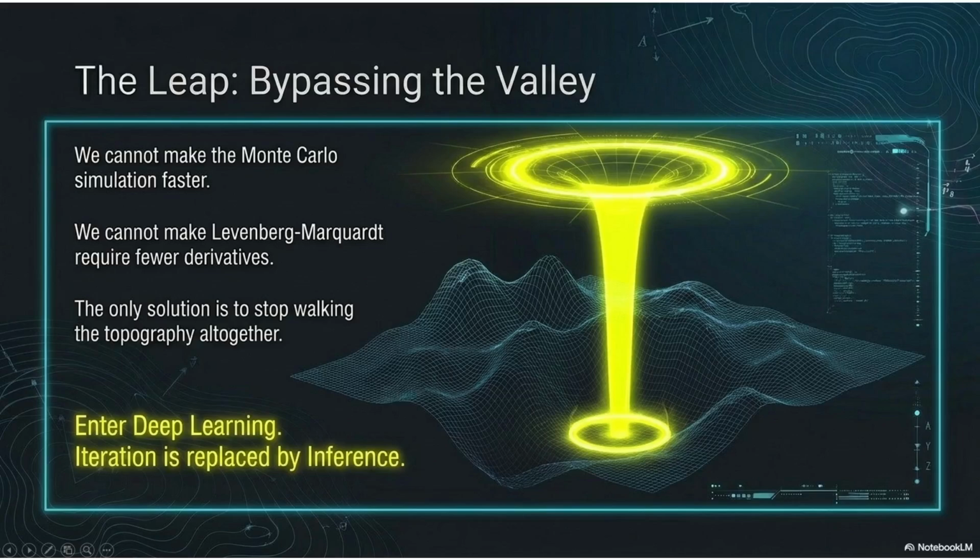So how do we fix this? We cannot make the Monte Carlo simulation faster, and we cannot make the Levenberg algorithm require fewer derivatives. The only solution is to stop walking the topography altogether. Here enters deep learning. We bypass the valley by replacing iterations with inference.